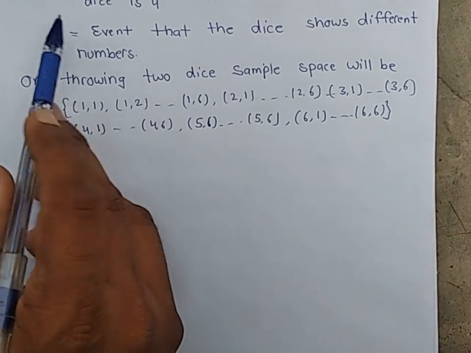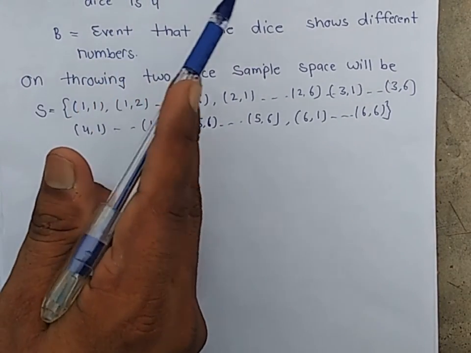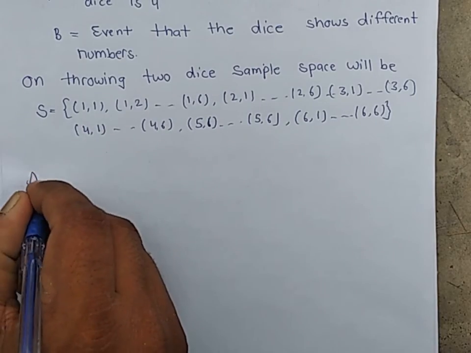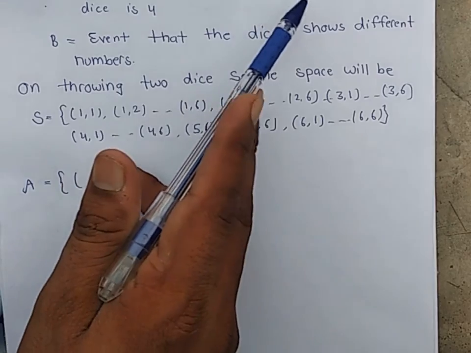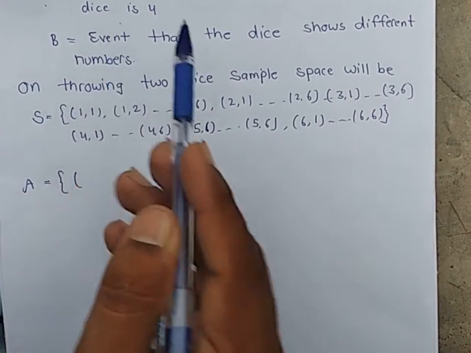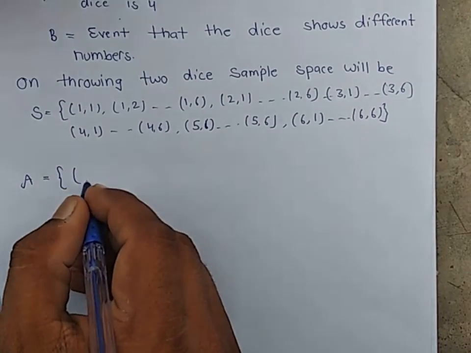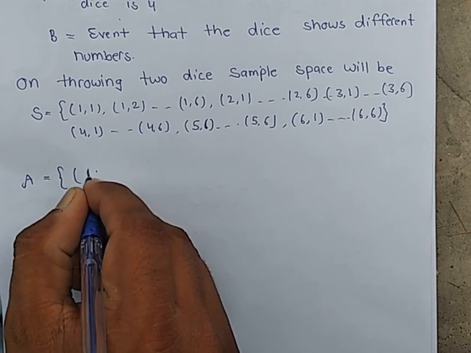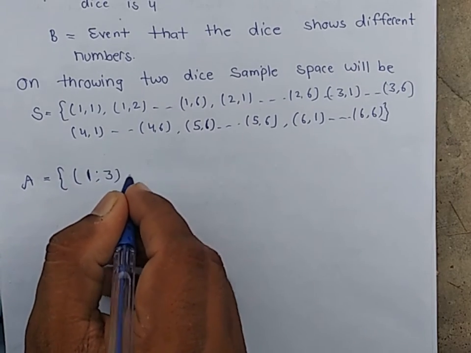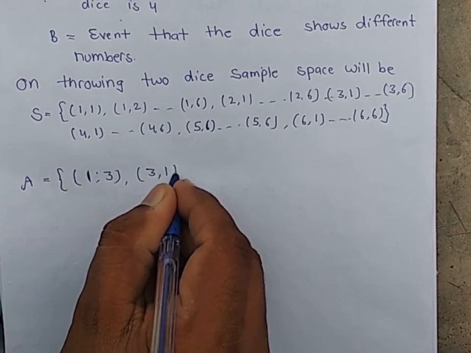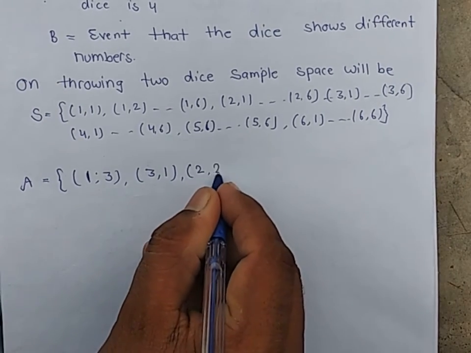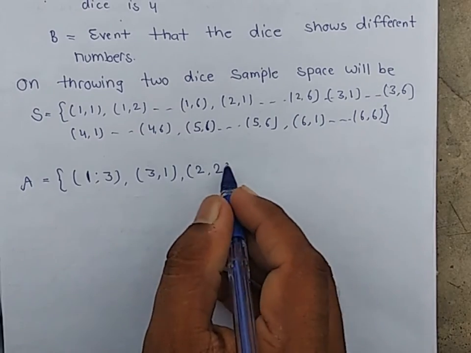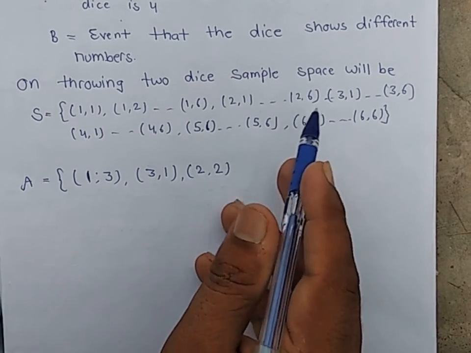Now, event A that the sum of the numbers on the dice is 4. Then we have (1,3), (3,1), the sum of the number is 4, (2,2), the sum of number is 4, and any other, no.